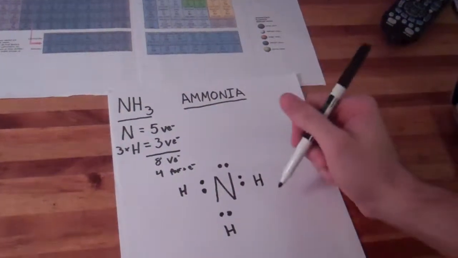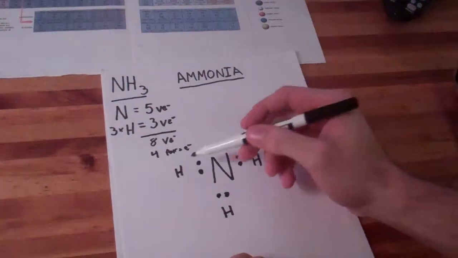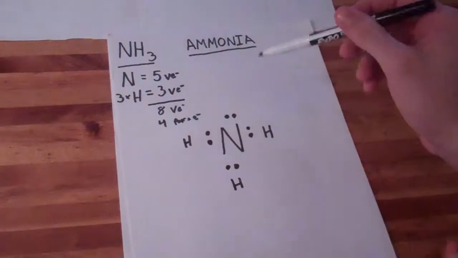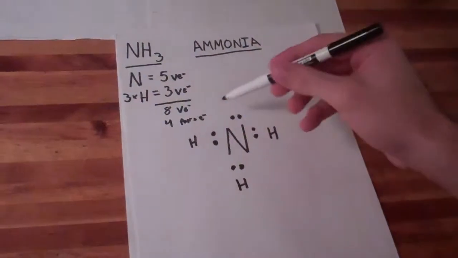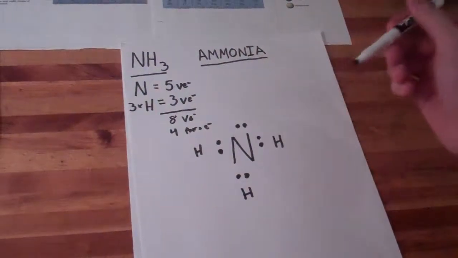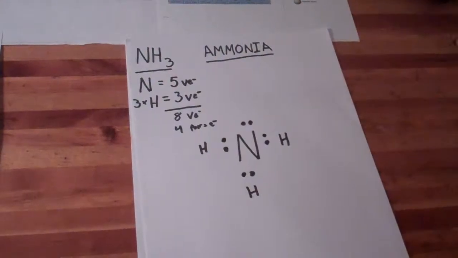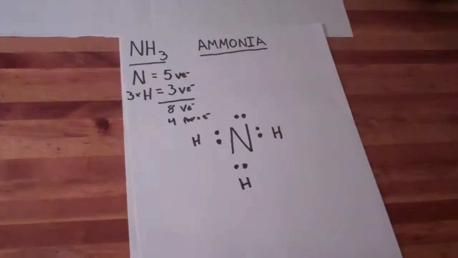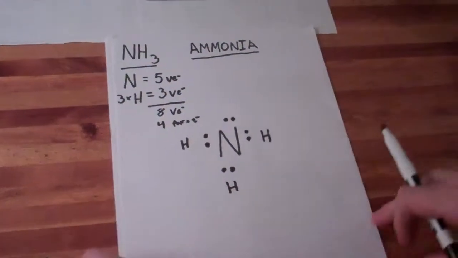So now you can tell that this H is bonded here, this H is bonded here, and this H is bonded here. And then you can see that you have a total of 8 valence electrons, so it's as stable as it's going to get. And that is the Lewis dot structure for ammonium. Now we are going to move on to another one.